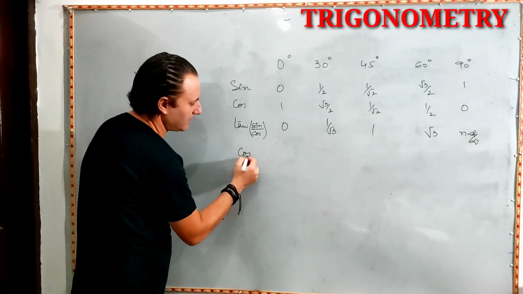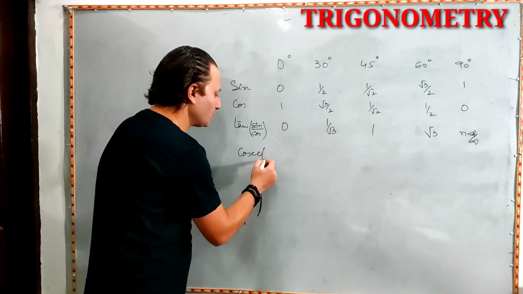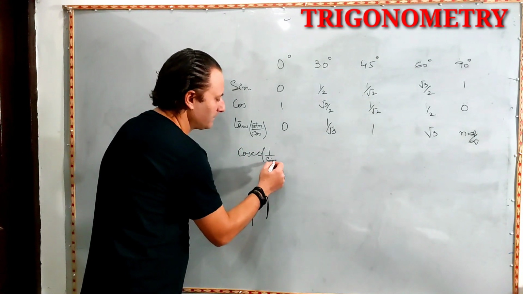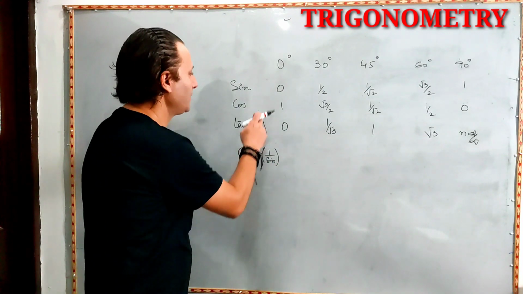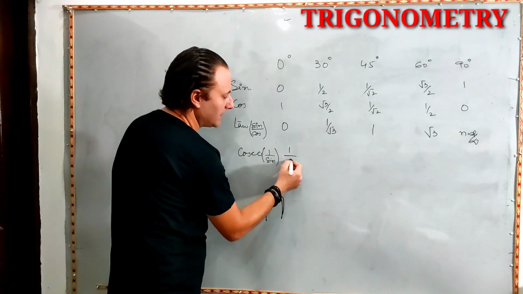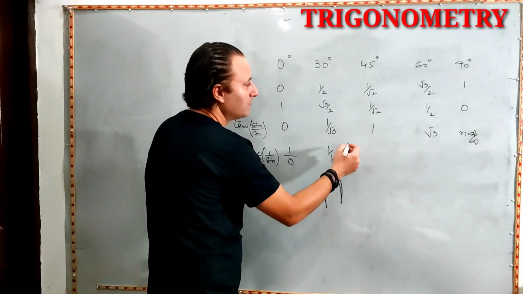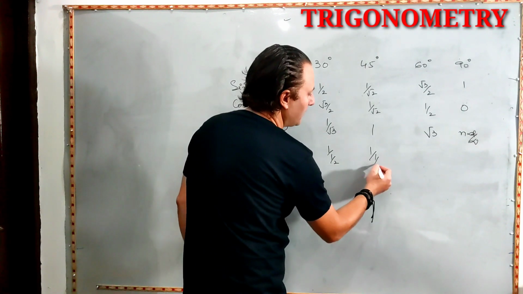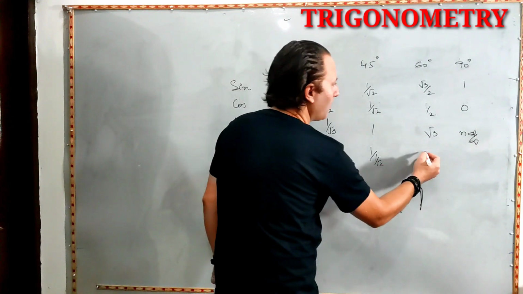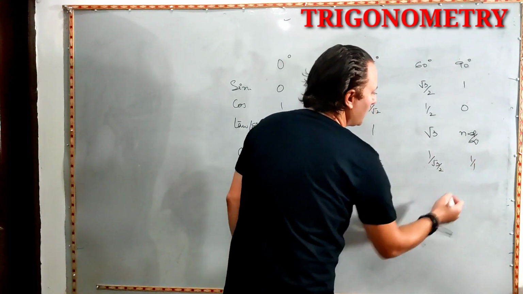Then we have cosec. Cosec, you remember I said it is 1 upon sine. Okay, so we have 1 upon 1 here. Then we have sine, the value of sine, that is 0. Then it is 1 upon 1 by 2. Then it is 1 upon root 2. Then we have 1 upon root 3 by 2, 1 upon 1.